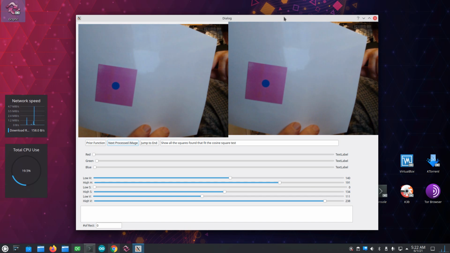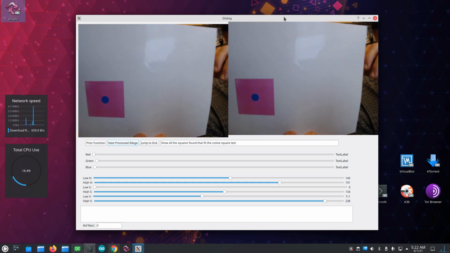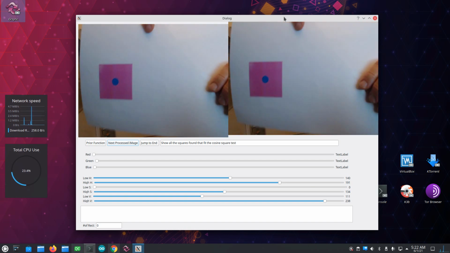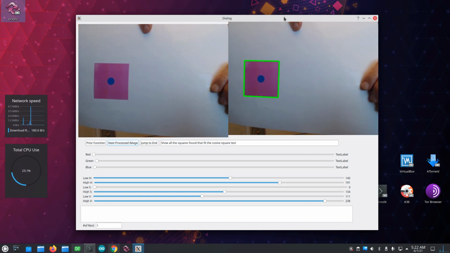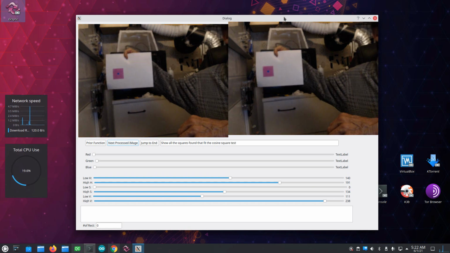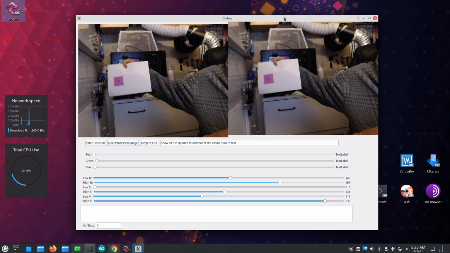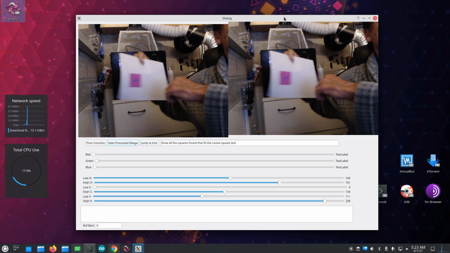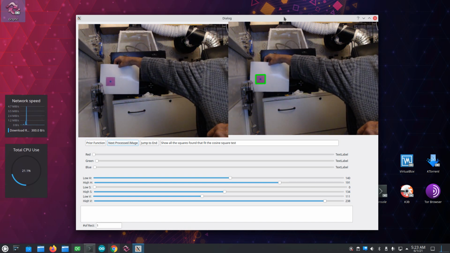Right now, it sees a square and it grabs that square, and I've got to be facing the camera a particular way, see? And it can work at a distance. So as long as I can see a square at a distance, I'm happy.